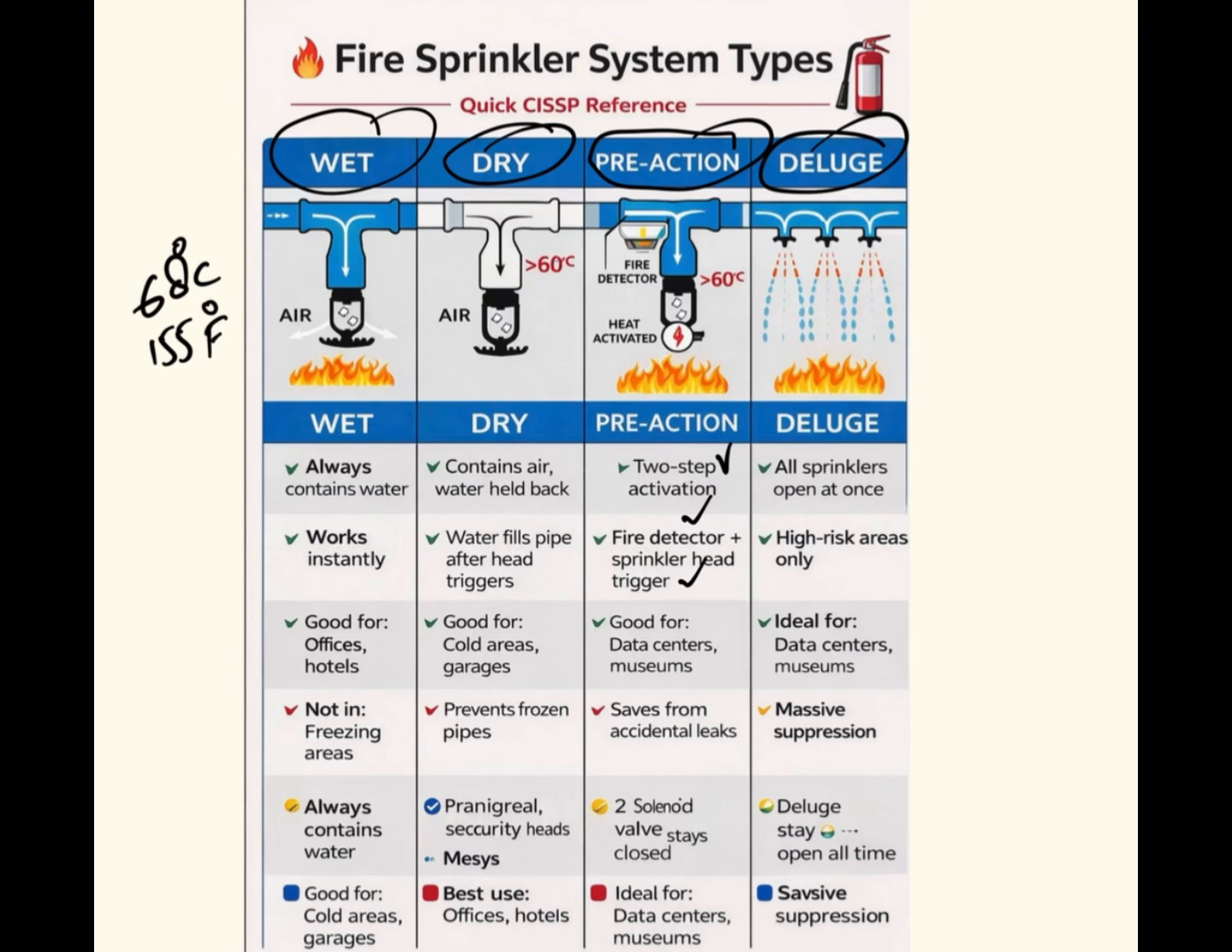So, for instance, fire in a trash bin during office hours: extinguisher used by staff, a sprinkler is not needed in that case. Fire starts at night in a data center: extinguisher useless, no one is there, sprinkler saves the building. So, extinguishers are for people and sprinklers are for the building.